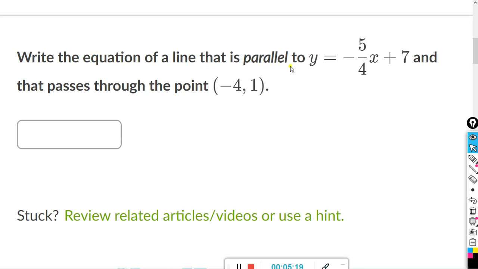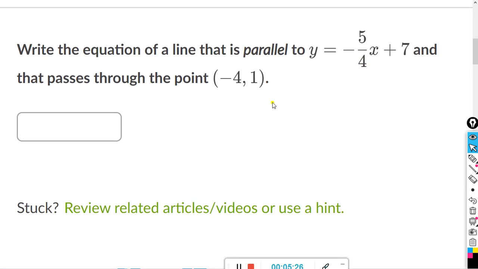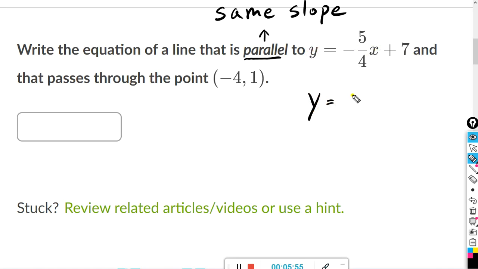Okay, write the equation of a line that is parallel to y equals negative 5/4 x plus 7 and passes through the point negative 4, 1. All right, so parallel lines have the same slope. So we don't have to flip it and change the sign because we're dealing with parallel lines. And as we said before, this equation is in the form of y equals mx plus b. M is your slope, so we can see right here the slope m is negative 5/4.